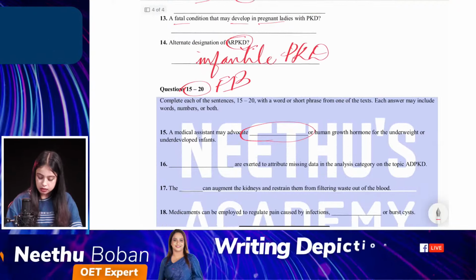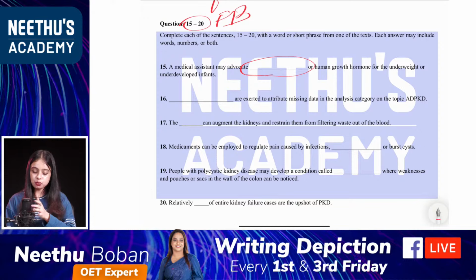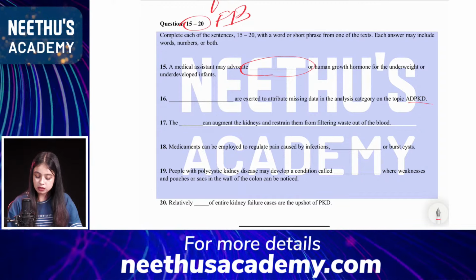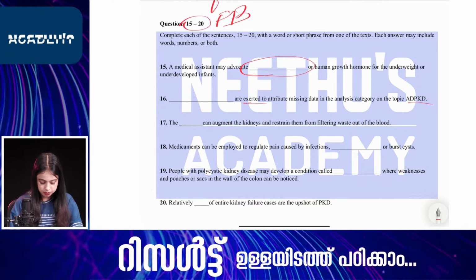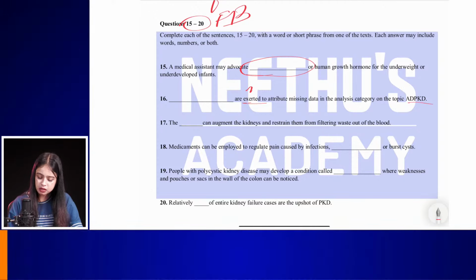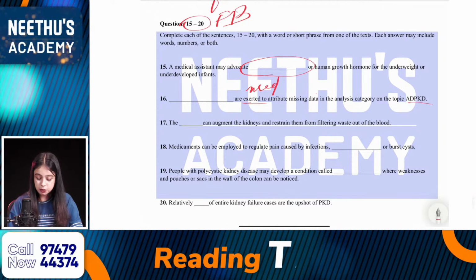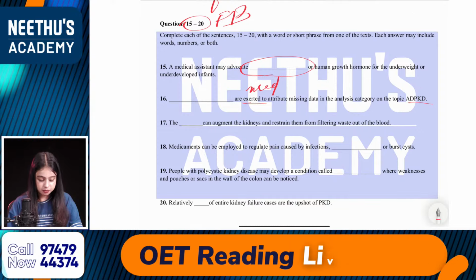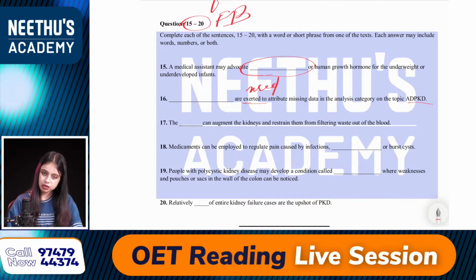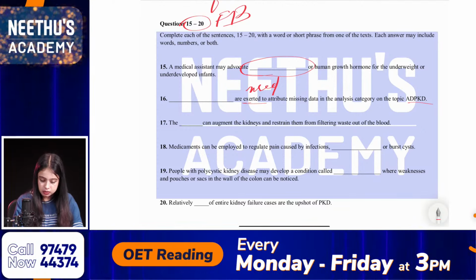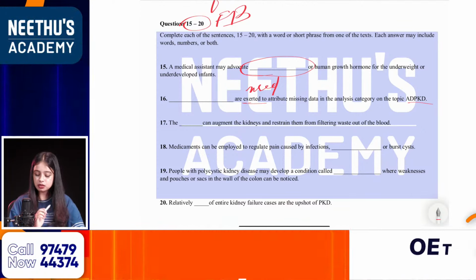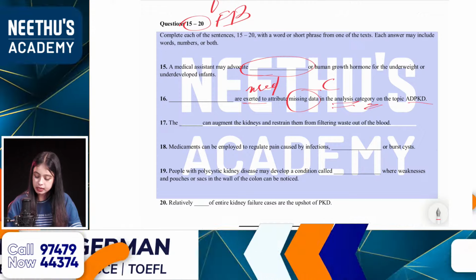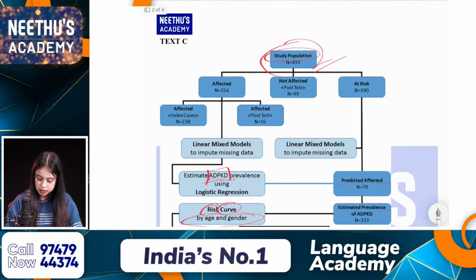And the 16th one: dash or exerted to attribute missing data in the analysis category on the topic of ADPKD. Here, exerted is very simple; I can say used. Attribute missing data. It is from C, since it is the analysis category. So, what is it?